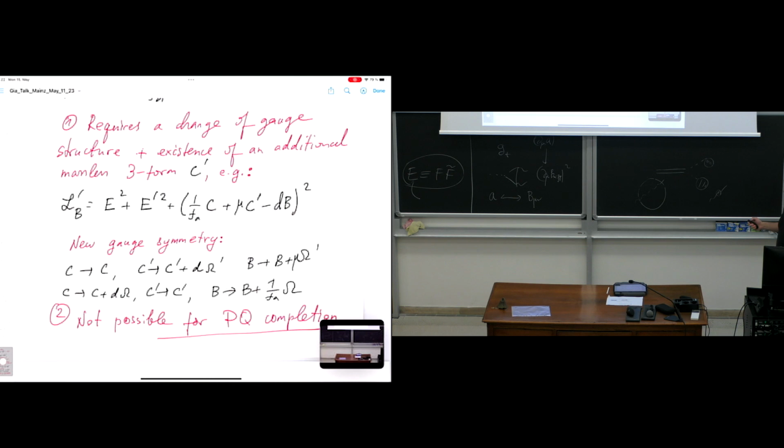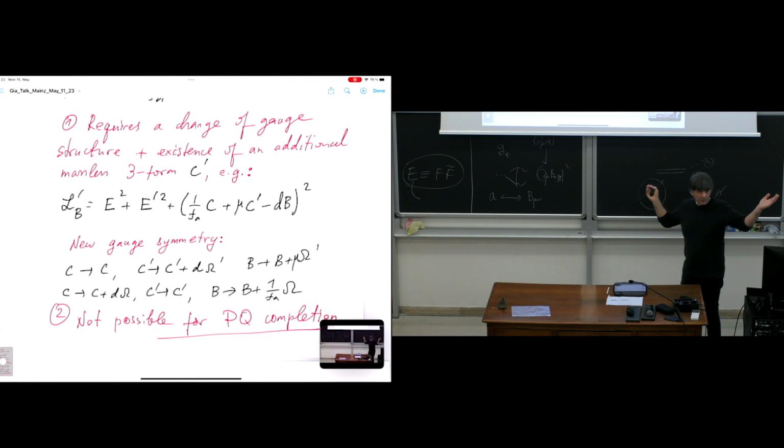So, in other words, what this would require, for example, is this: how can I imitate the explicit breaking of Peccei-Quinn symmetry in the case of a gauge axion? Well, the only possibility is the following: you have to postulate that there is an additional three-form, let's call it C prime.